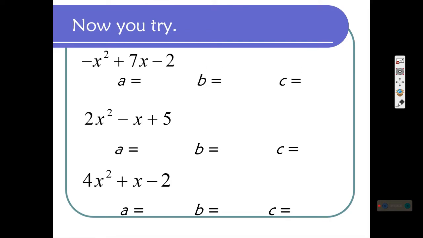Okay. So in our given examples here, let us try negative x squared plus 7x minus 2. So our a here is negative 1, our b here is 7, and our c here is negative 2. In the second one, our a is 2, our b is negative 1, and our c is 5. And in the last one, our a is 4, our b is 1, and our c is negative 2.